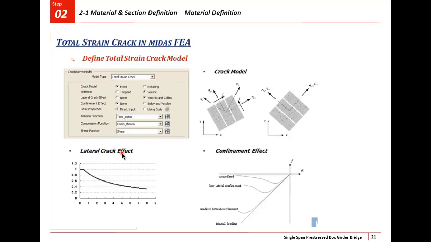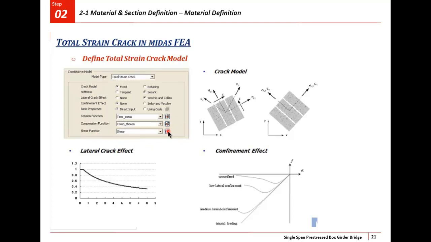Next, I would like to give a brief idea of the total strain crack model in MIDAS FEA. So here two things are there. First, we can define whether the crack model is fixed or rotating. If I want to fix the crack planes, then we can use fixed, otherwise we can use rotating. Generally in a 2D type of model we use this fixed type of crack model, otherwise it is recommended to use the rotating type. Then we can use stiffness as secant. Then for crack effect, we want to know about the lateral crack effect and confinement effect. And also tension, compression and shear functions can be defined over here.